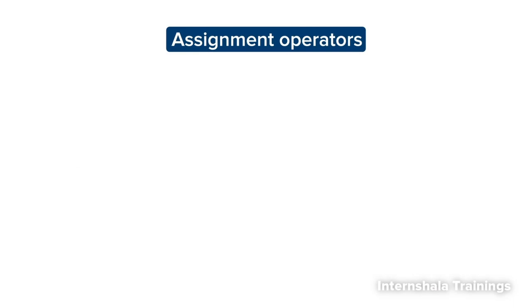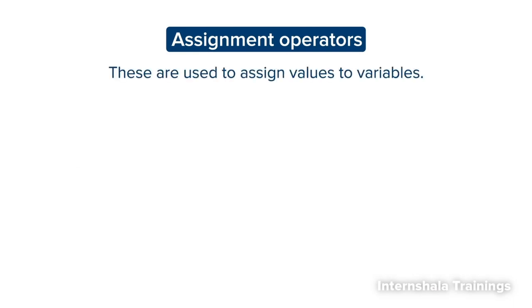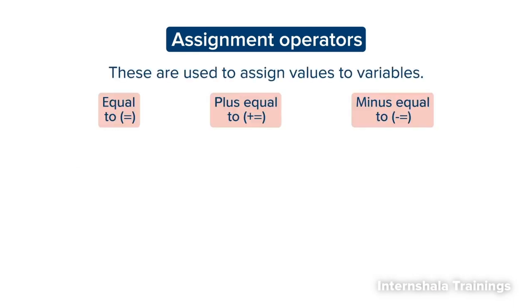Next, we will discuss the assignment operator. These are used to assign values to variables. The first assignment operator we have is the equal to operator. It simply assigns the value of the operand on the right hand side to the operand on the left hand side. Let's say you define a variable a and you wish to assign its value as 15. To do this, we use the equal to operator.